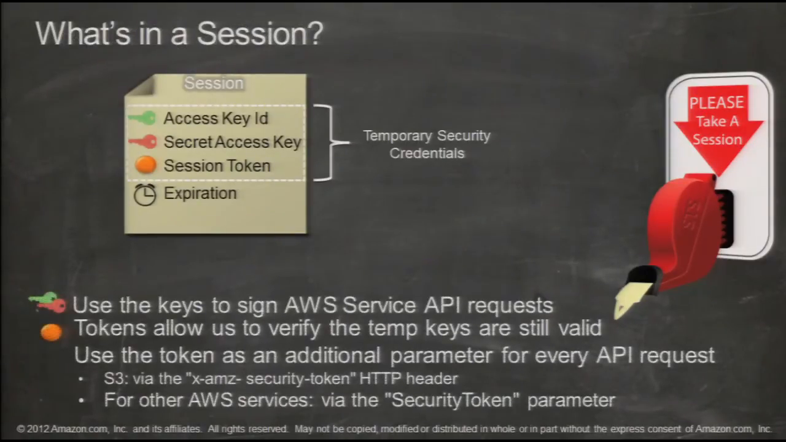So first are the temporary security credentials. This is your access key ID, your secret access key, and your session token. So the keys are very similar to the long-term credentials that you're using. If you're using root or you're using IAM credentials, you're already familiar with the concept of keys and how you sign those API requests. The only thing we're really introducing that's different when you're using temporary credentials is the token. And the token is what allows us to verify that those keys that we've granted you are still valid.